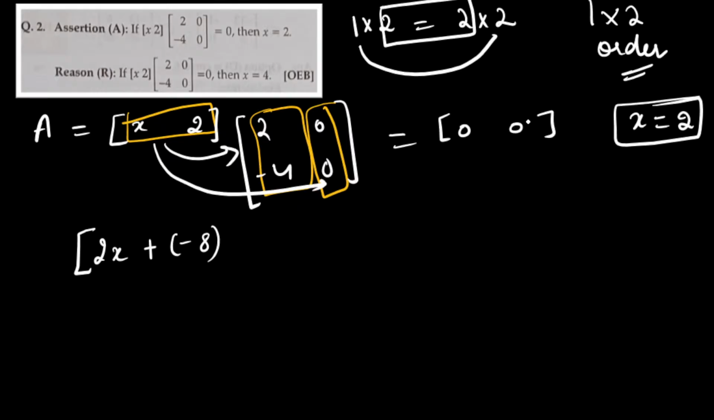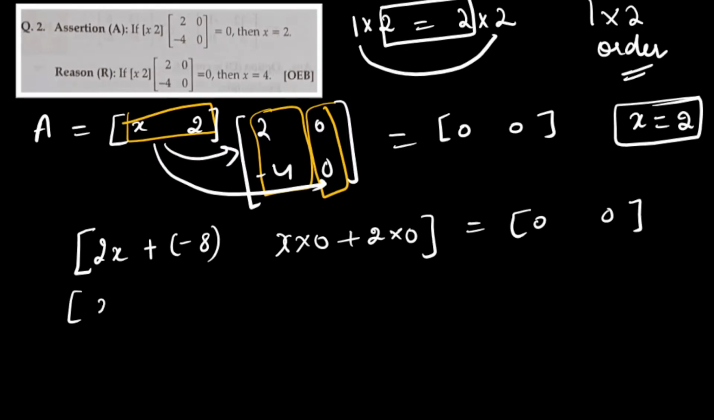Because we are getting a resultant matrix of 1 by 2 order, so x into 0 plus 2 into 0. This is equal to 0 0. So I'll get here 2x plus (-1)(8), and this is 0, so this will also become 0. 0 plus 0 is 0. This is equal to 0 0.